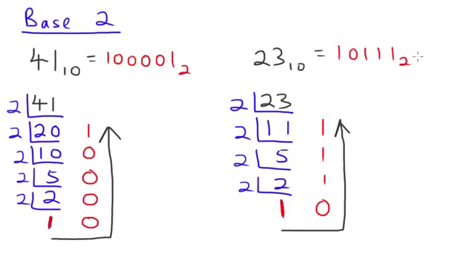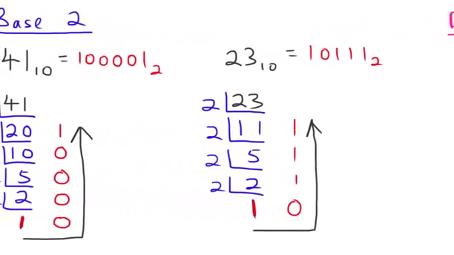10111 base 2. So this is how we convert the number from base 10 into the number that is in base 2. So of course the next question would be, what if we want to convert a number in base 10 into base 5? So if we have 123 base 10, and we want to convert it into base 5, what do you think, how should we do it?